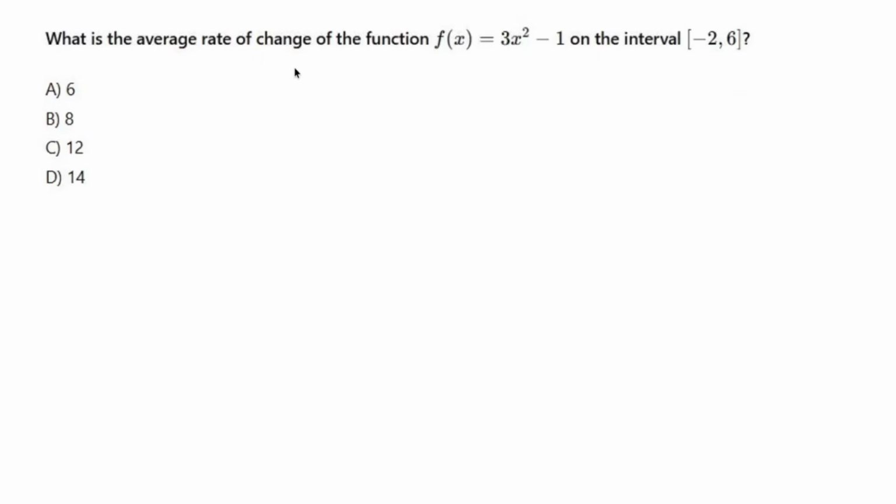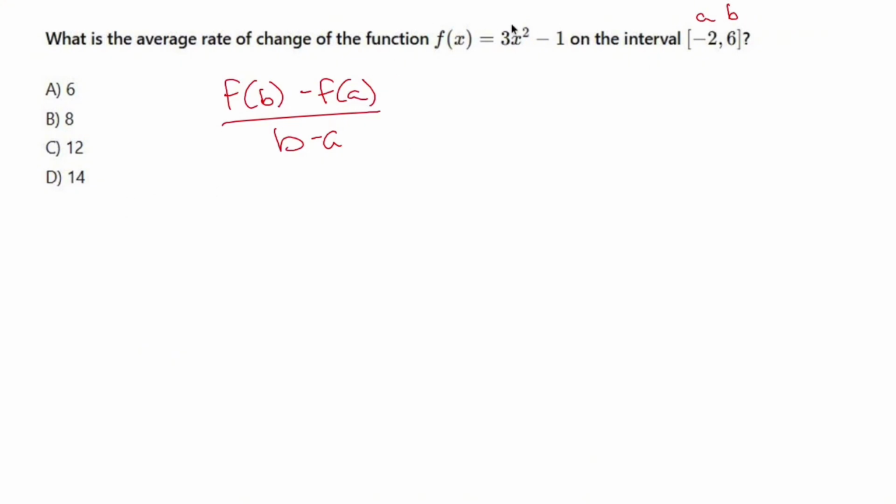What is the average rate of change of the function f of x equals 3x squared minus 1 on the interval -2, 6? The average rate of change is found by doing f of b minus f of a over b minus a. What's a and b? Well, that's going to be your interval. So I already have my a, I have my b.